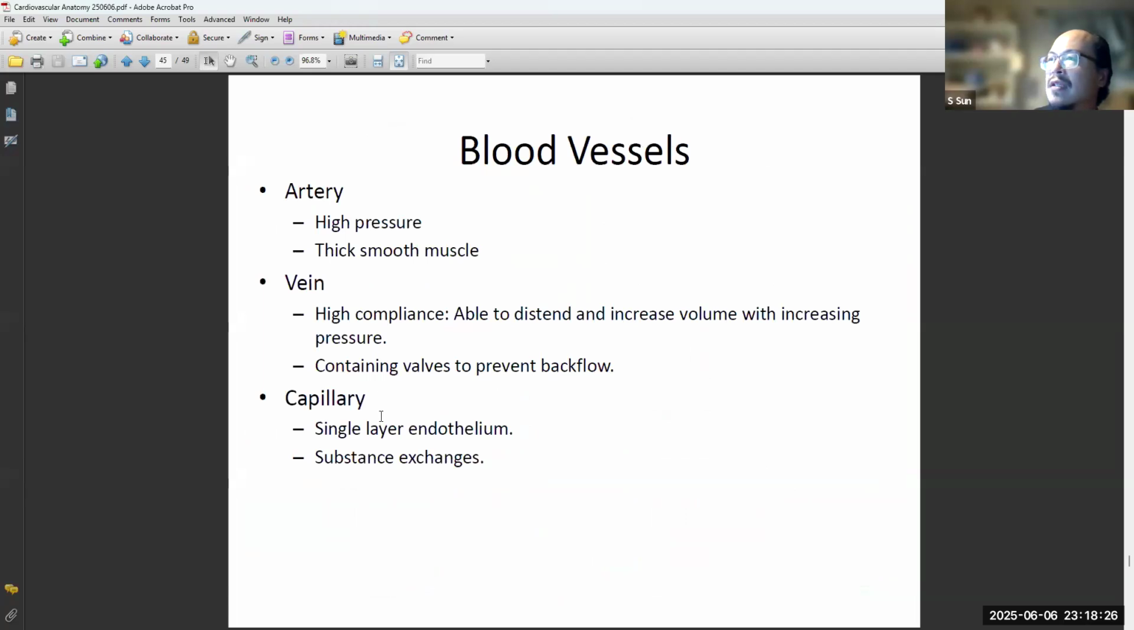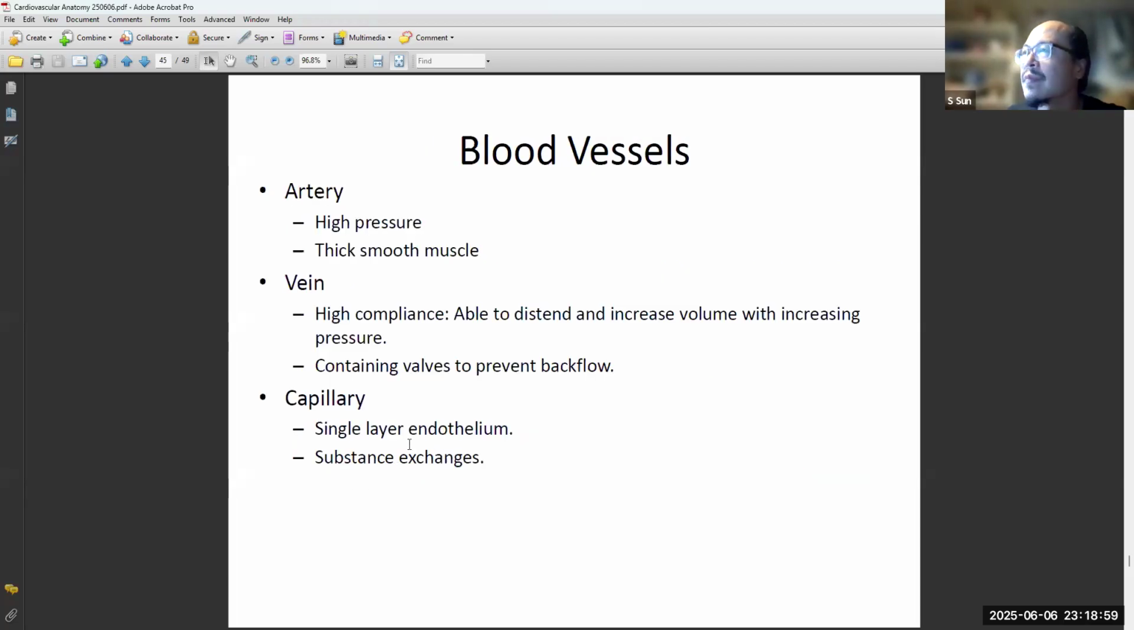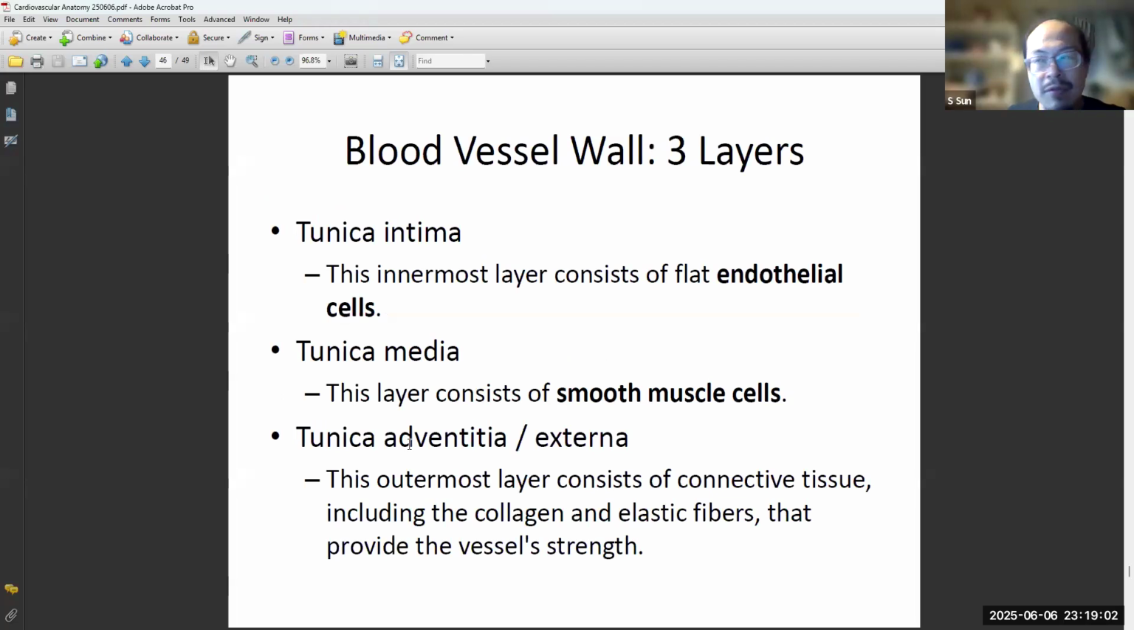So that's veins. Capillary, the feature of the capillary is that it's very thin. It only has a single layer of the membrane of the cell wall, and it allows substance exchange. So quick question can be, which of the following vessels allows substance exchange? Artery, capillary, veins. Capillary allows substance exchange. The vessel wall has three layers, except the capillary. Capillary only has a single layer. Veins and artery all have 3 layers.